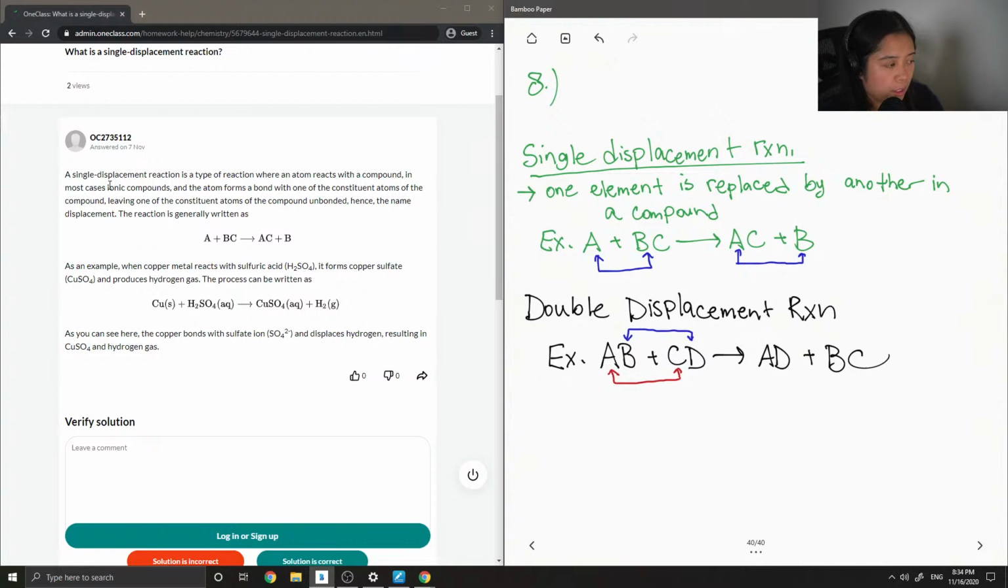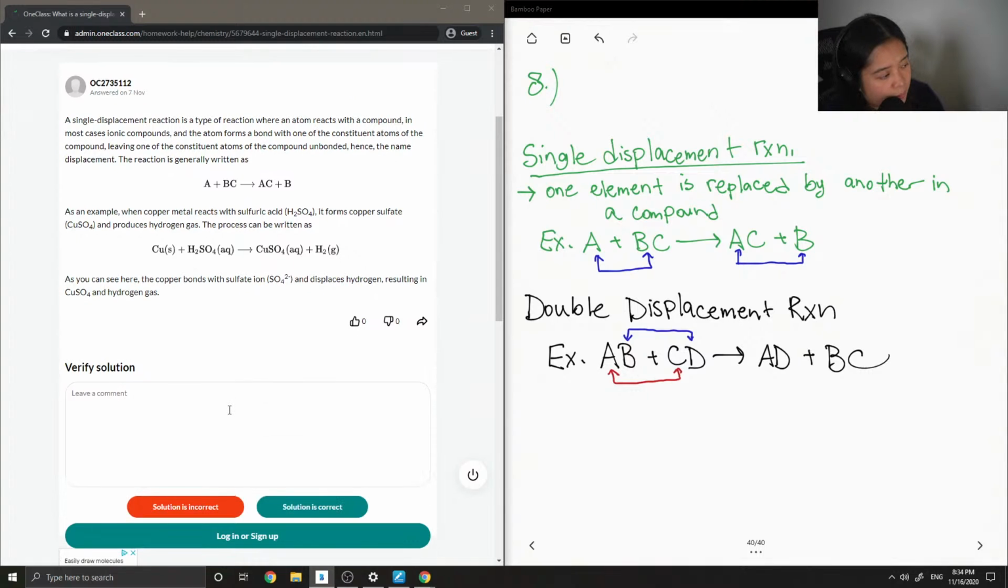As an example, when copper metal reacts with sulfuric acid, H2SO4, it forms copper sulfate, CuSO4, and produces hydrogen gas. Process can be written as copper plus sulfuric acid makes copper sulfate plus H2. As you can see here, the copper bonds with the sulfate ion and displaces hydrogen, resulting in copper sulfate and hydrogen gas. You can see here that the copper and the H2 kind of switch spots. So this solution is correct.